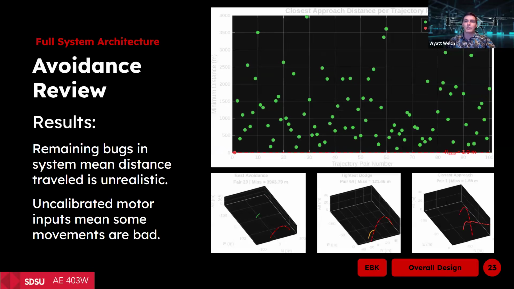Another interpretation of our results here shows the ball and drone trajectories. One of the potential causes for the large movement in the drone's behavior is the lack of calibration of the quintic polynomials, which allows the drone to overreact to the incoming ball.